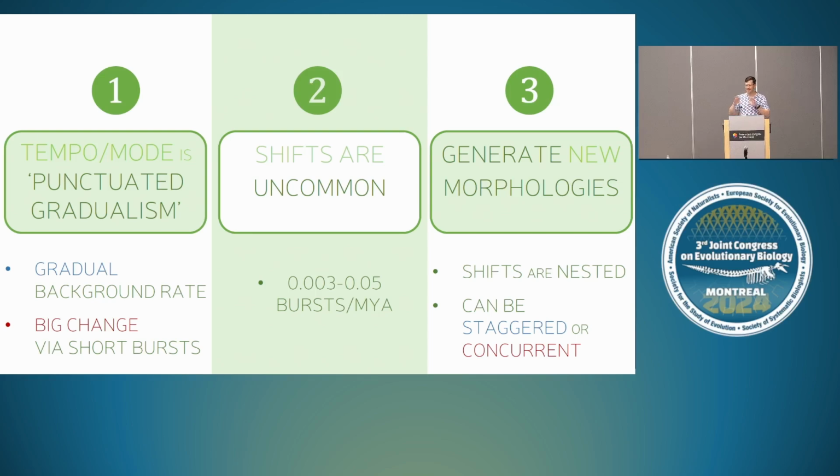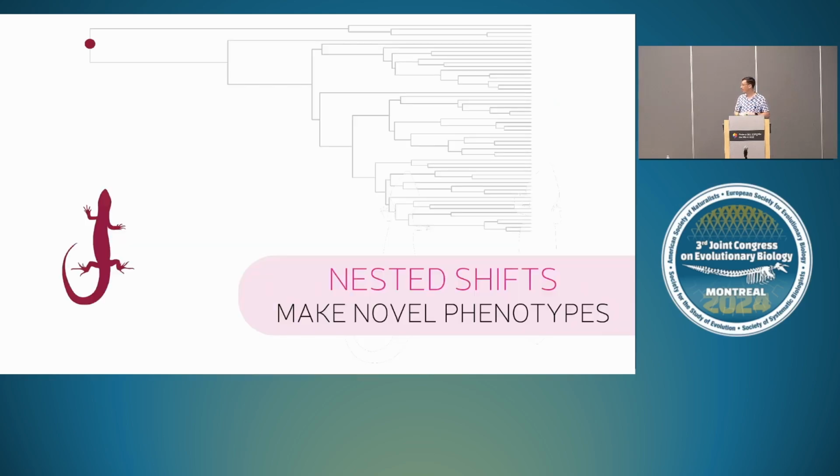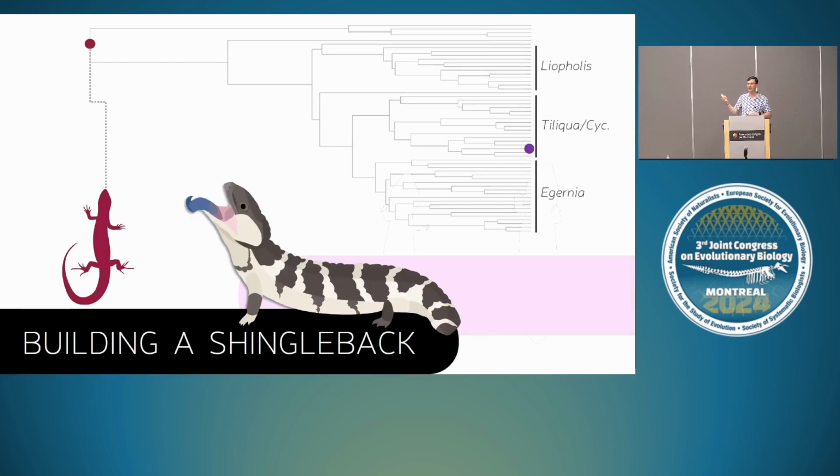And lastly, these bursts or shifts can be nested to generate new morphologies. And this is particularly interesting because they can either be staggered through time, or they can be concurrent, so they can happen at the same time or on a similar branch. And I'm going to give you an example of how we can visualize how these nested shifts contribute to new morphologies. So we're going to build a shingleback lizard.